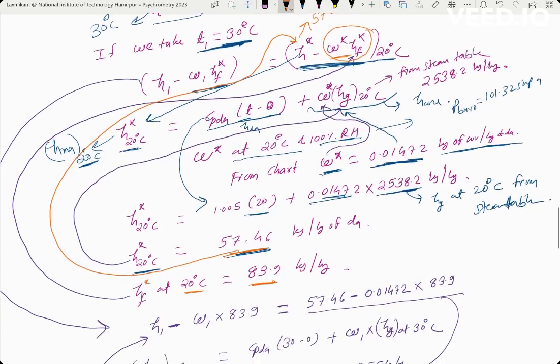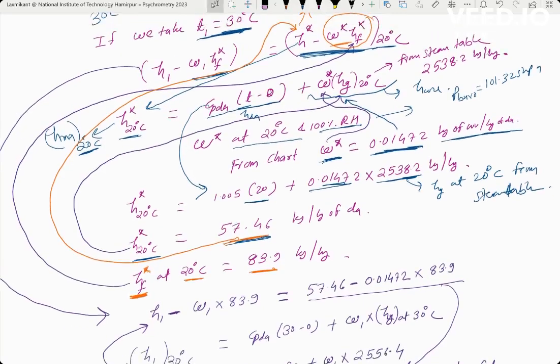Okay, and omega star we have already calculated, that is 0.01472. F indicates the condition of liquid, so liquid we find from the steam table, HF at 20 degree. Why is it written star? Because the temperature of that water is also at the thermodynamic wet bulb temperature. So after achieving steady state, the sump water and exit air become the same temperature. That's why it is HF star. Okay, now we will put all these values: 57.46, this 83.9, and this omega value. On the right side is this part; the left side is H1 minus omega 1 times 83.9, which we want to find.